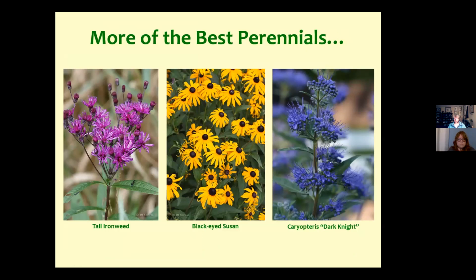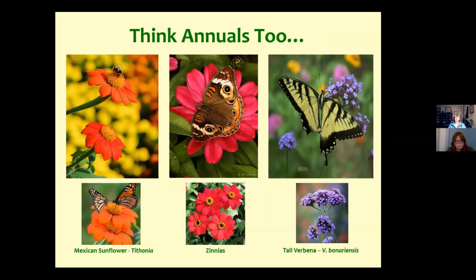And then others, tall ironweed, black-eyed Susan, Caryopteris, dark night is one that seems to do better up here. Sometimes this will die back all the way to the ground, but then it'll come up in the spring from the ground. Again, this is another blue plant that blooms late. It's just real pretty. And then think your annuals too.